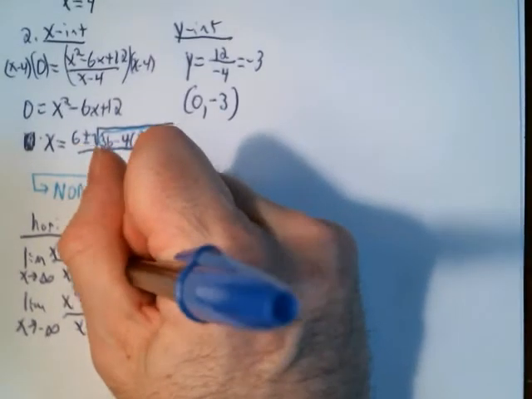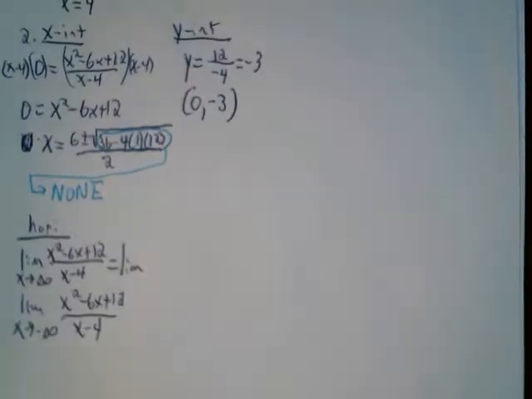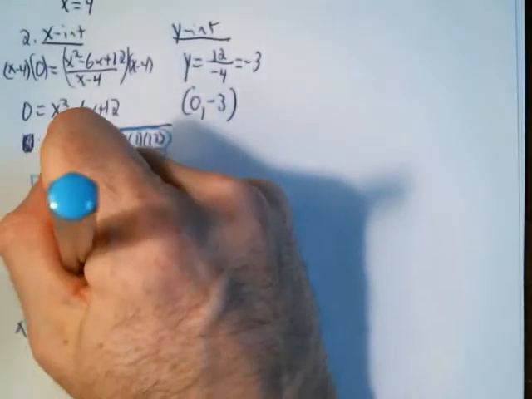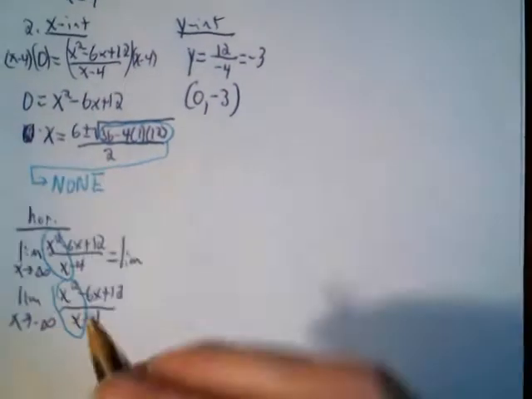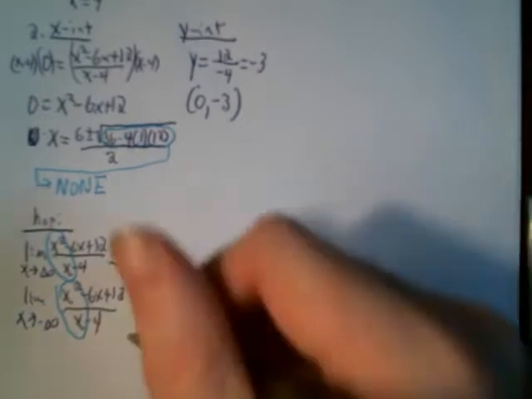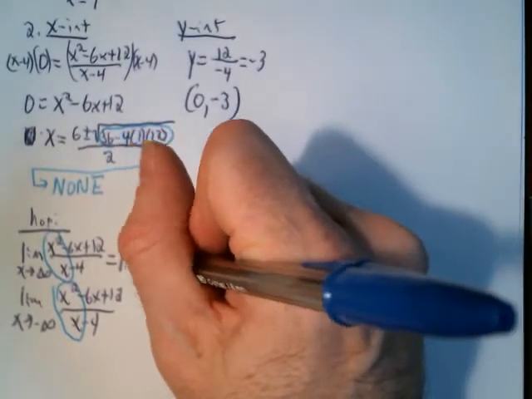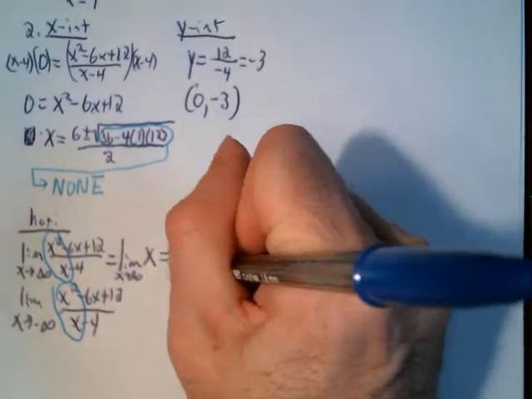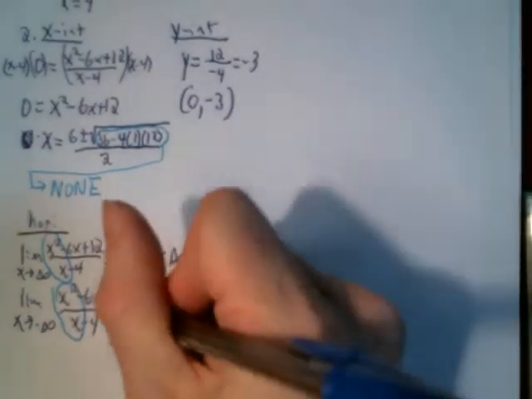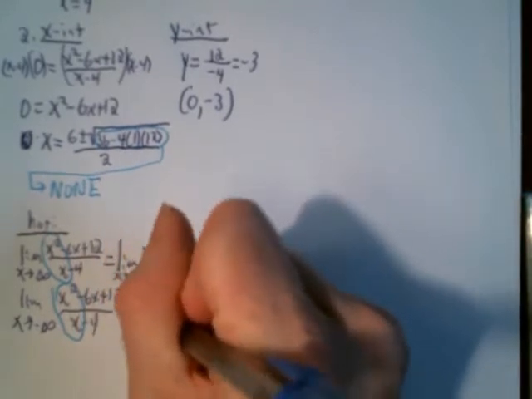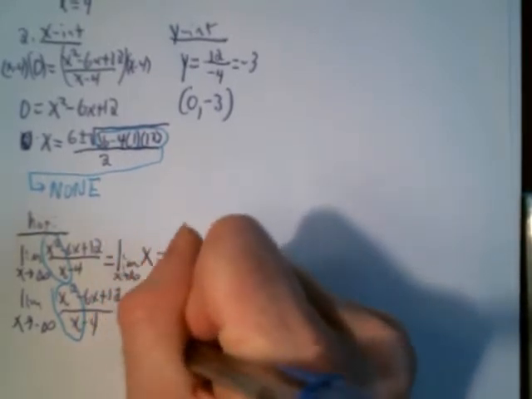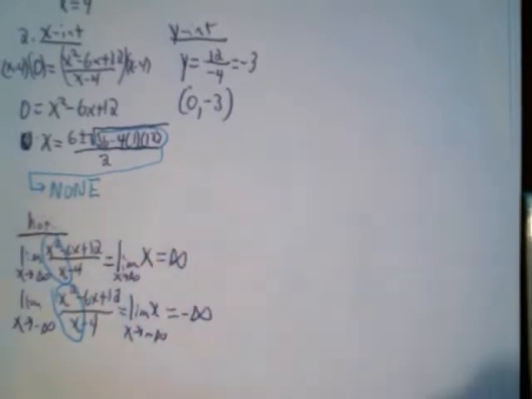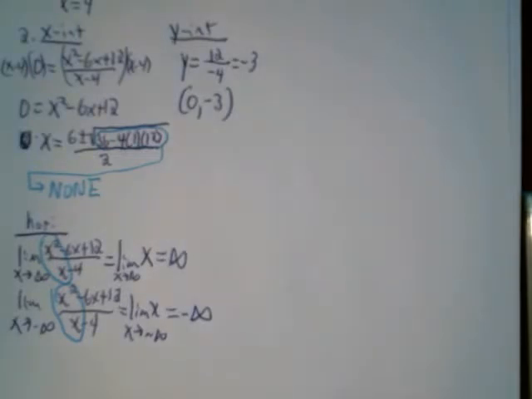Okay. So up here, if we do our game where we just pick off the high degree elements and then make a new limit, we'll have the limit of x squared over x, which is x. And then as x goes to infinity, that'll go to infinity. Here we'll have the limit of x as x goes to negative infinity, and so that'll go to negative infinity. In other words, we don't have a traditional horizontal asymptote, but it turns out we'll have a slant asymptote instead.